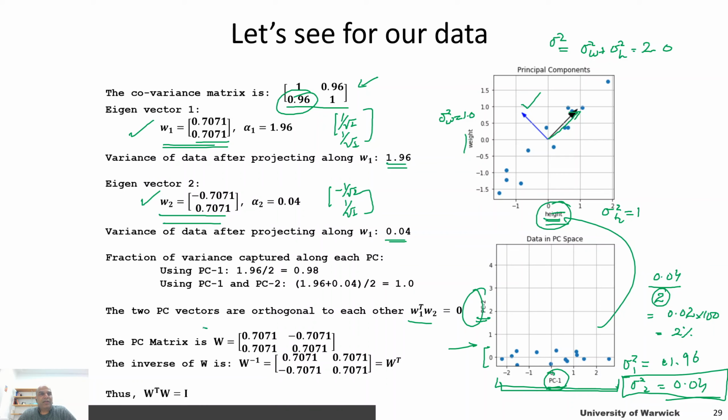So if you write the principal component matrix in this case, or W, the first vector is going to be 0.7071, and the second one is going to be minus 0.71 and 0.7. Okay, and if you take the transpose of this and multiply that transpose with this W, you actually get an identity matrix, which means that this W's transpose is its inverse as well. So what that means is I can use the transpose of this to move everything back into the original space. So I can go back from the principal component space into the original feature space.